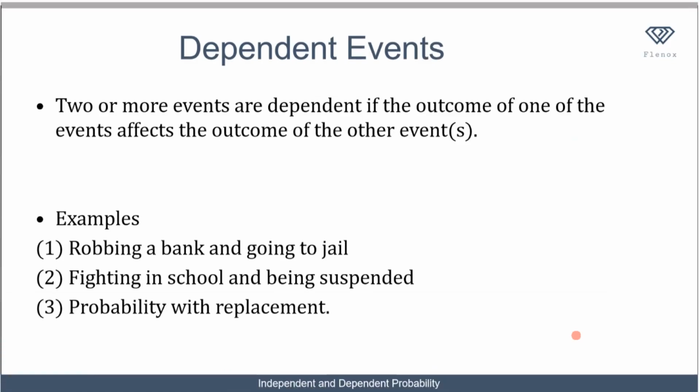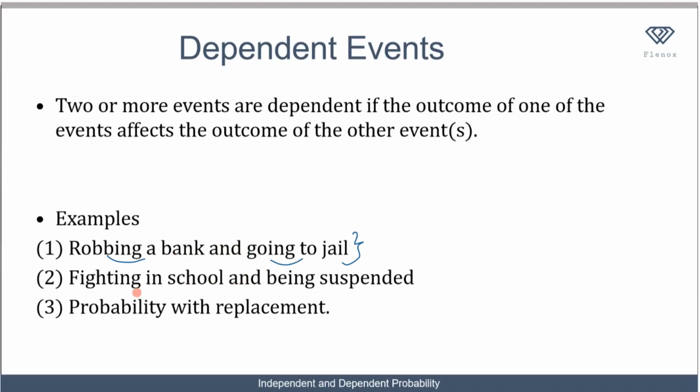Now let's take a look at dependent events. As the name implies, when you say 2 things are dependent, it means that they are related to each other and they affect one another. So 2 or more events are dependent if the outcome of one of the events affects the outcome of the other events. For example, robbing a bank and going to jail. They are well related events, because if you rob a bank and you are caught, then you are most likely going to go to jail. So these 2 events are related, so they are called dependent events.